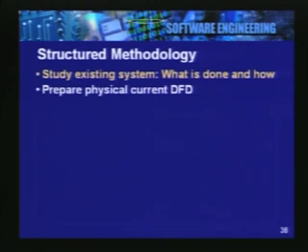So, we start by studying the existing system, we understand the sub processes, we try to find out what is done and where and how it is being done. So, the beginning point is the existing system. From here, the data flow diagram that we produce naturally corresponds to the current system and it corresponds to the physical view of what is happening in the real world. So, we call it physical current data flow diagram.